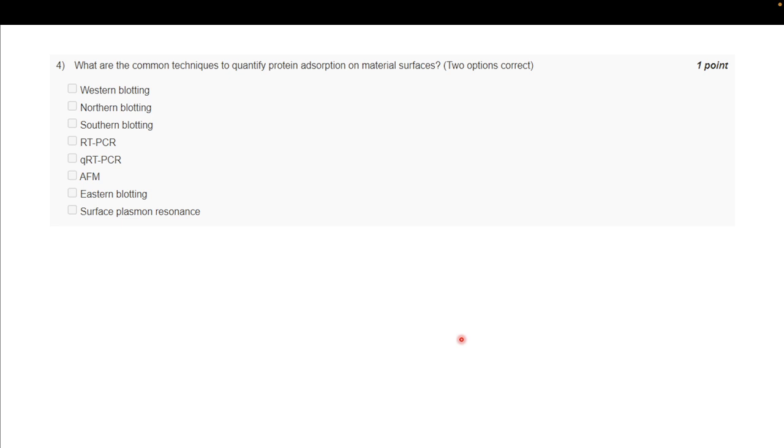This question is, what are the common techniques to quantify protein absorption on material surfaces? And we have to choose two correct options. So this has more to deal with the techniques.